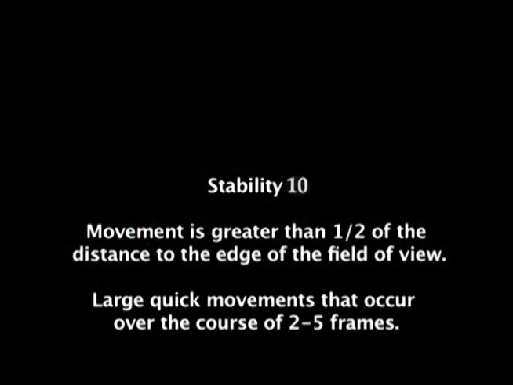For a video to get a score of 10 for stability, means that the center object has moved more than half the distance to the edge of the field of view. Also, if the movie moves quickly over the course of 2 or 5 frames, we'll give the video a score of 10 for stability. Here are some examples of unacceptable stability.